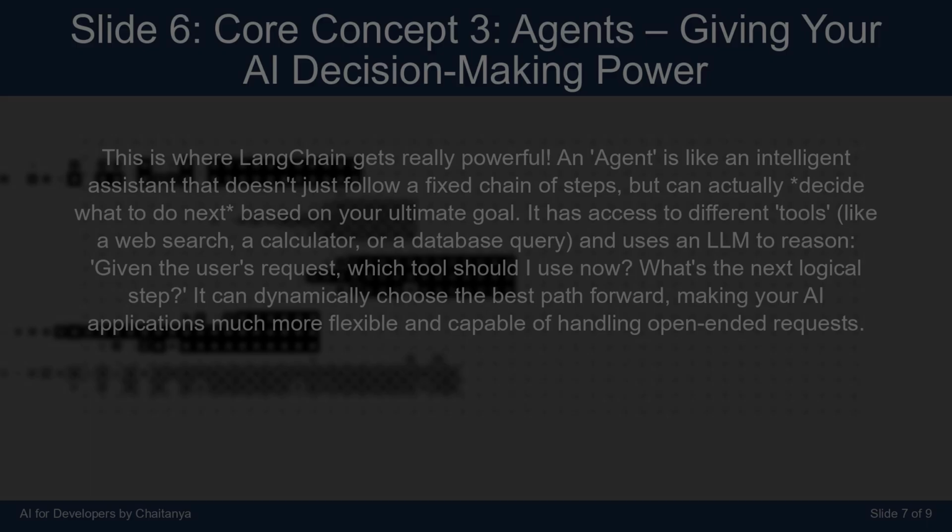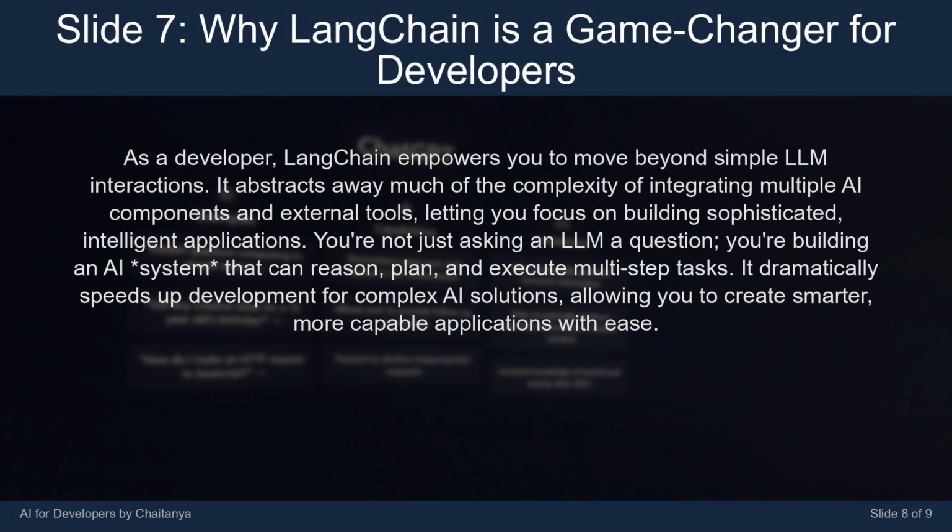As a developer, LangChain empowers you to move beyond simple LLM interactions. It abstracts away much of the complexity of integrating multiple AI components and external tools, letting you focus on building sophisticated, intelligent applications. You're not just asking an LLM a question. You're building an AI system that can reason, plan, and execute multi-step tasks. It dramatically speeds up development for complex AI solutions, allowing you to create smarter, more capable applications with ease.